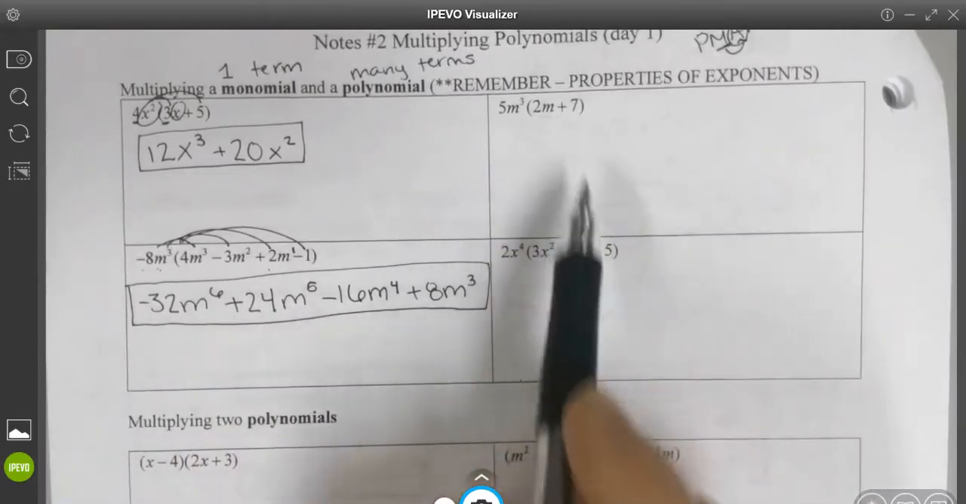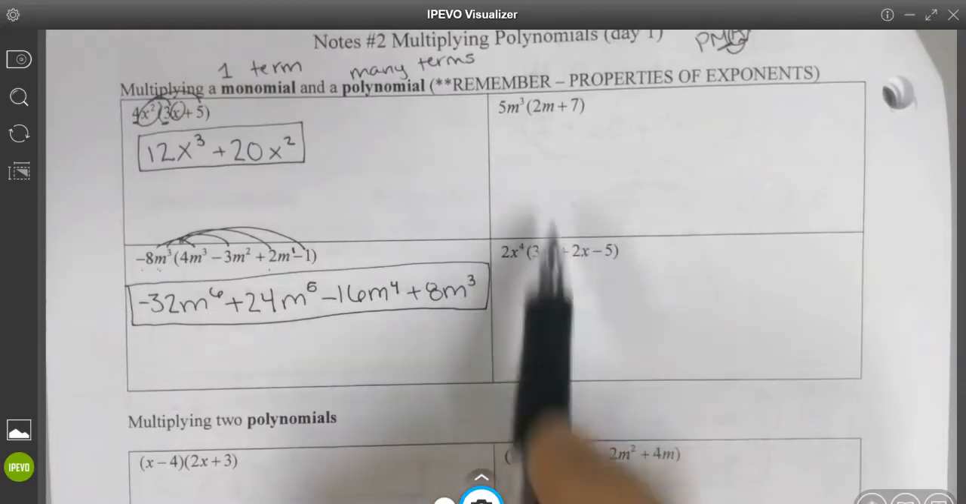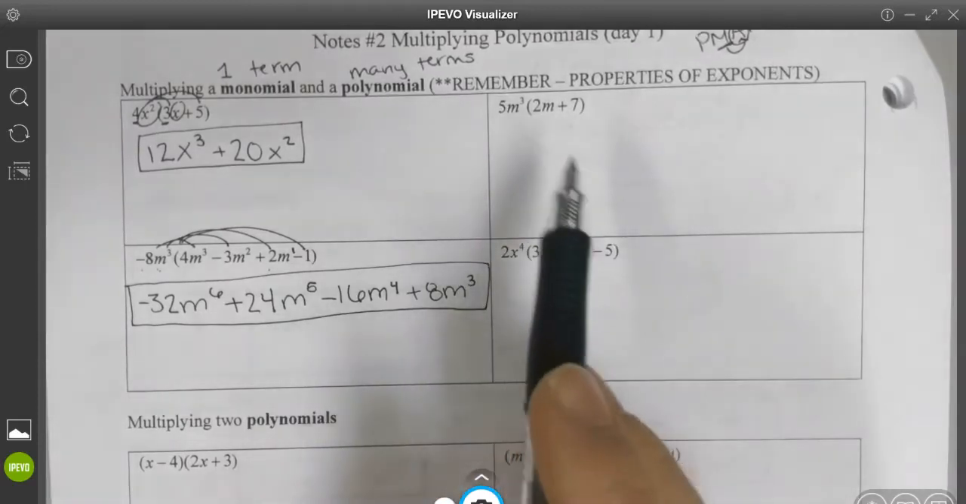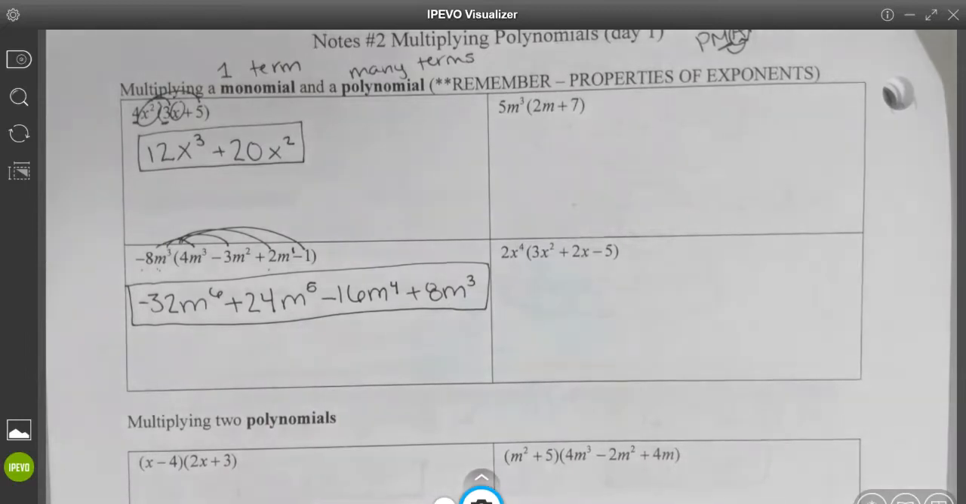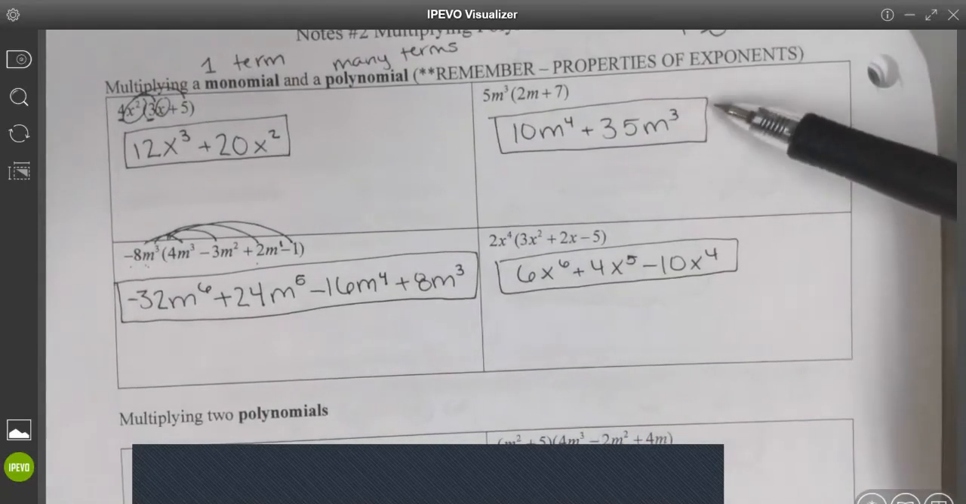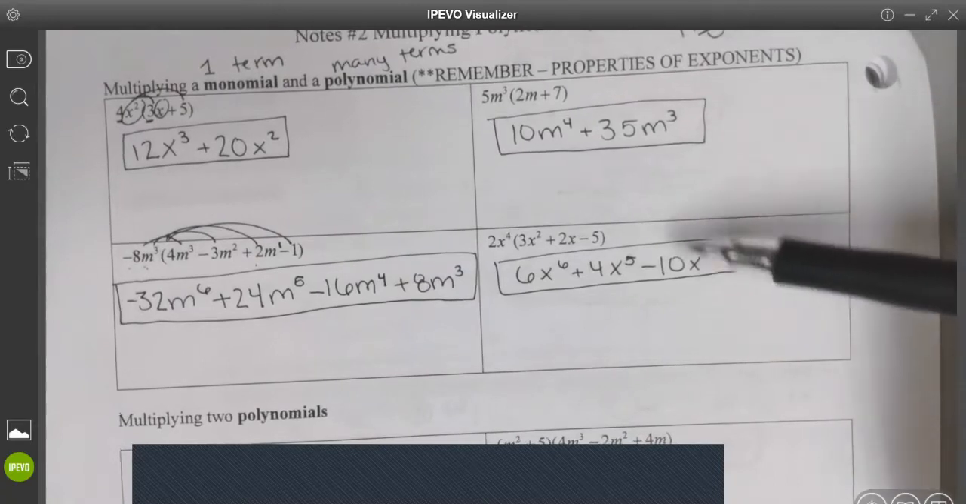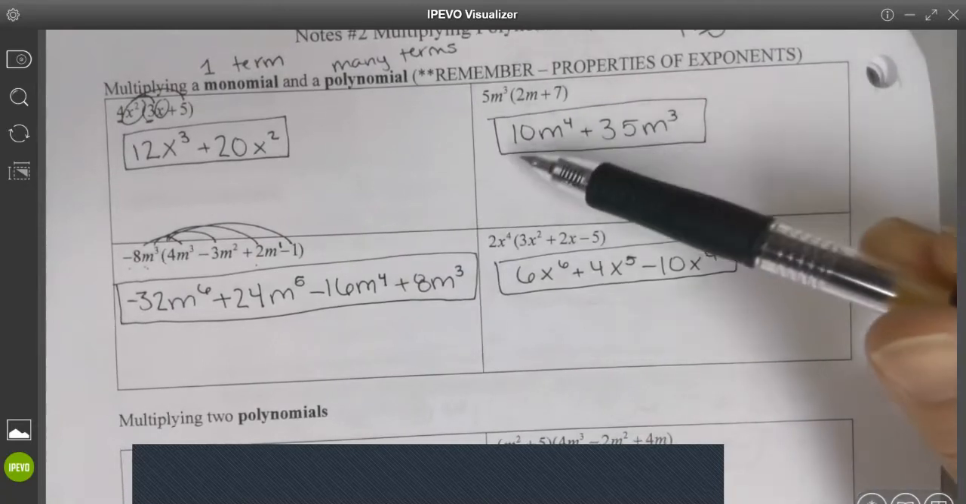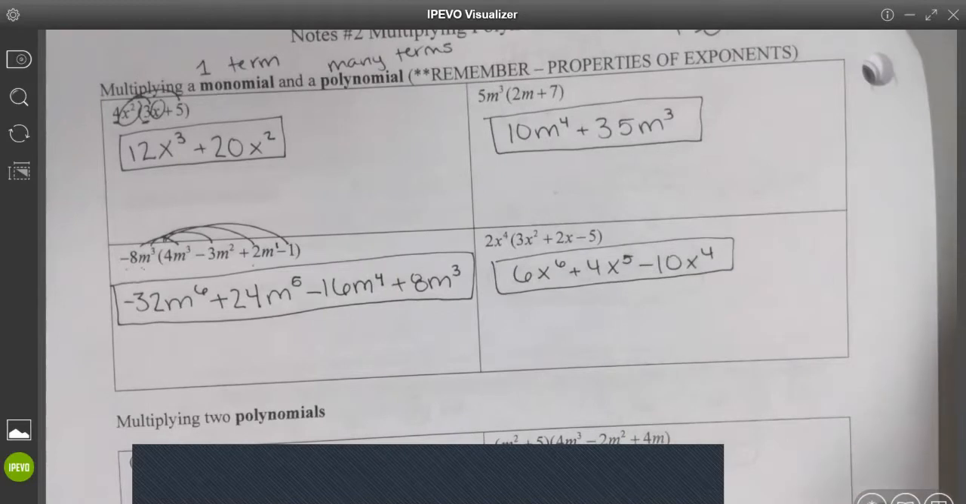So now I would like for you to try this, just monomial by polynomial, just these two, don't go beyond that, on your own. Okay, so now check your answers on these two problems. Again, adding exponents up and multiplying our coefficients.